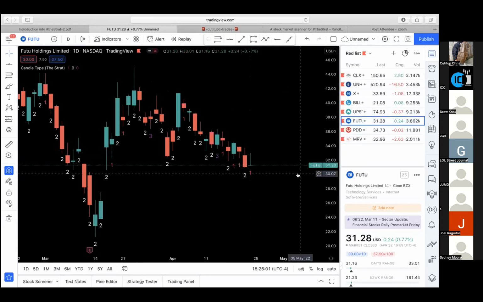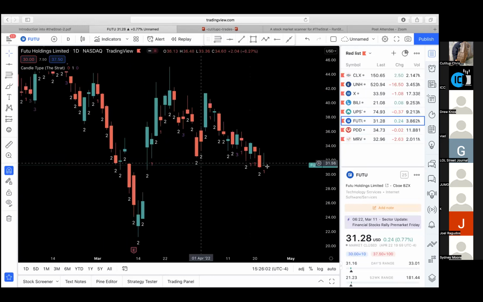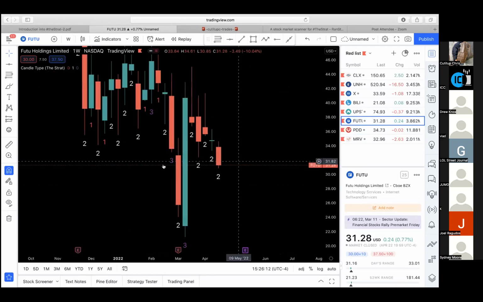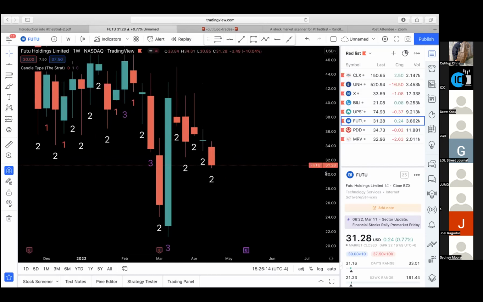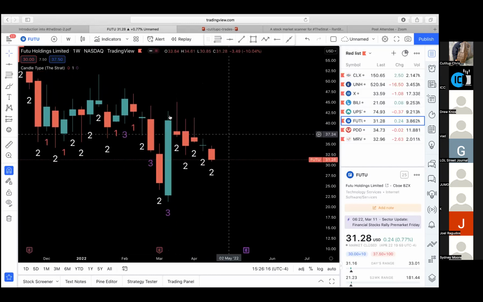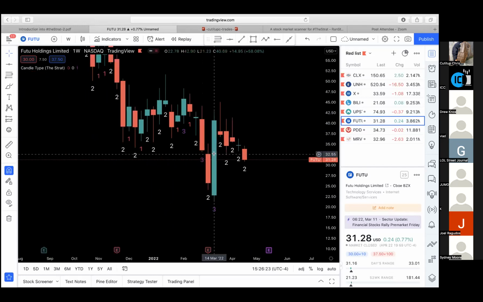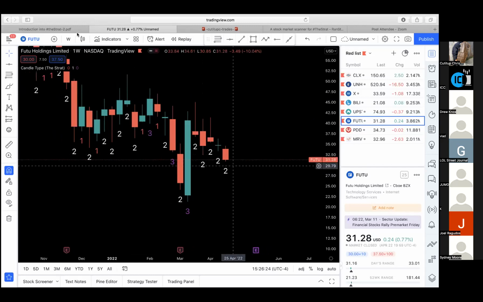Futu, we got a 2-1 setup. If this goes 2 down, there's a bunch of targets to hit down here. Let's look at the week. Oh, man. This looking good. So, look, this sequence is going to try to take out this entire bar right here on Futu. So if we trigger the 2 down, let's look at the month.